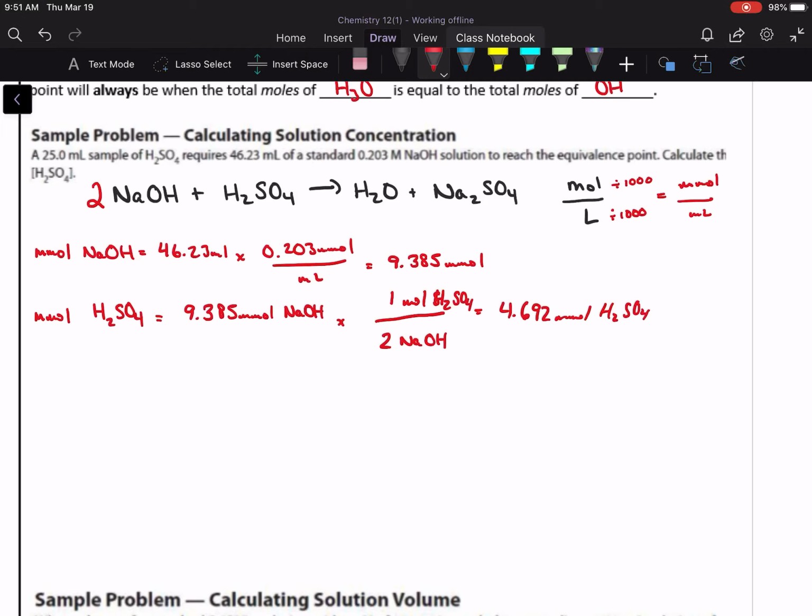And then finally, if I want to figure out the concentration of the sulfuric acid, I need to divide that by the volume that that amount of millimoles was in. So it was in a 25 mL sample. So I'm going to take 4.692 millimoles divided by 25.0 milliliters, and that turns out to being 0.188 molar.